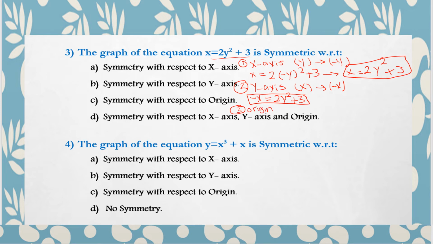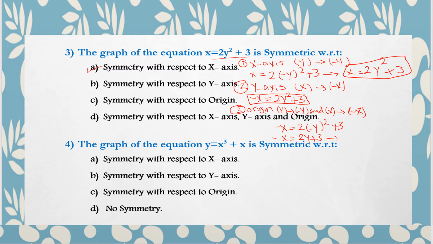and by replacing the value of y with negative y and the value of x with negative x. So negative x equals 2 times negative y squared plus 3. Negative x equals 2y squared plus 3. Also, this is not equivalent to the original equation, so this function is symmetric with respect to the x-axis only, and the correct answer is A.